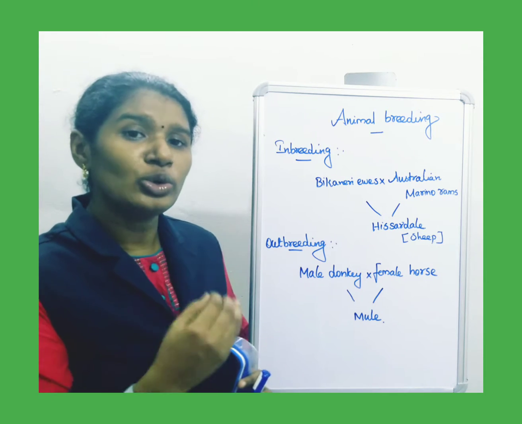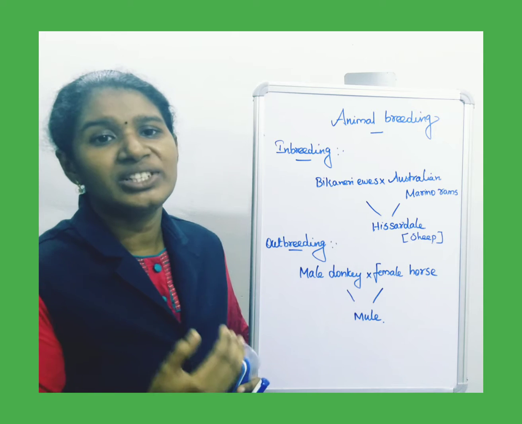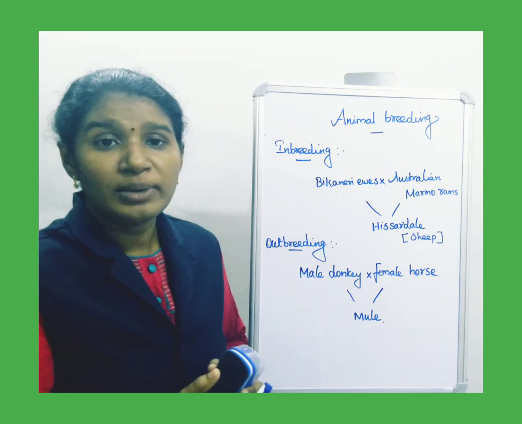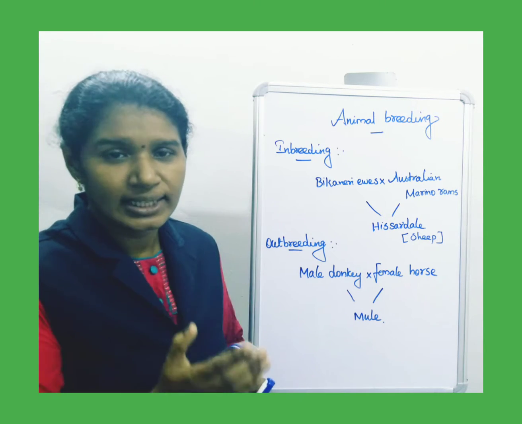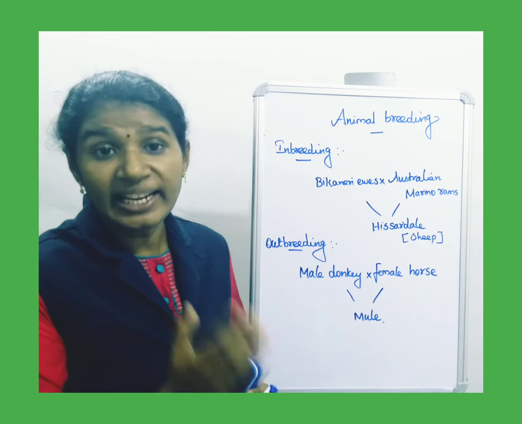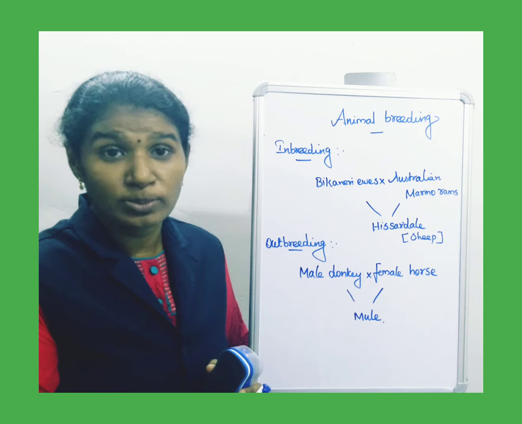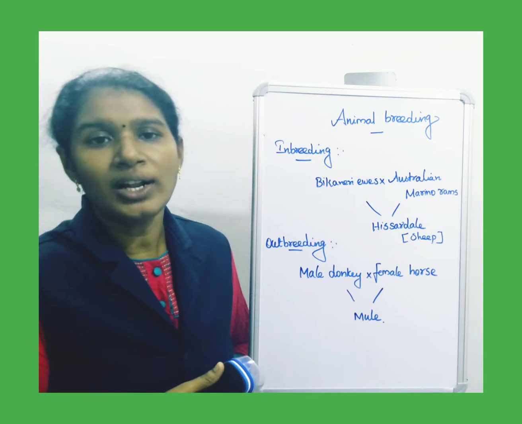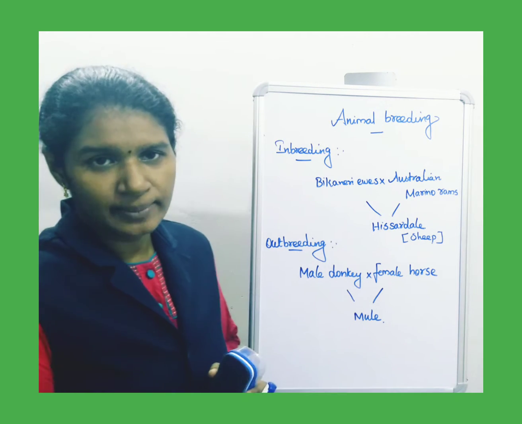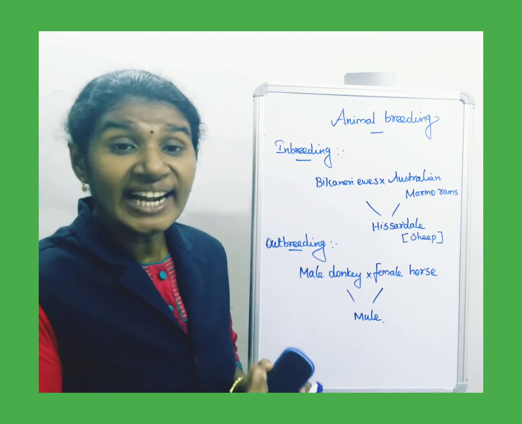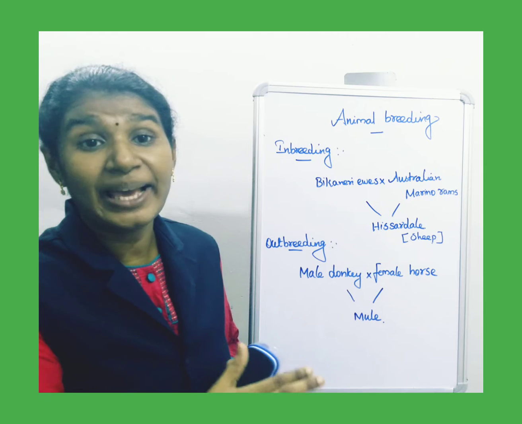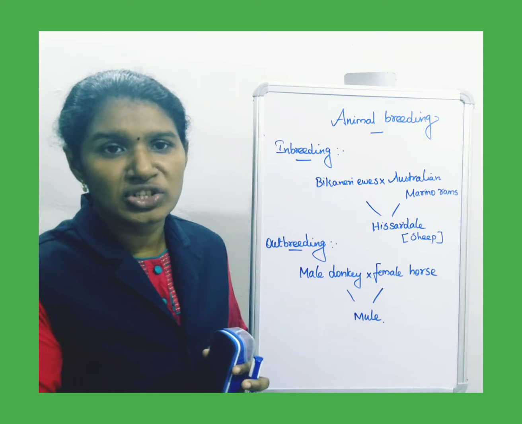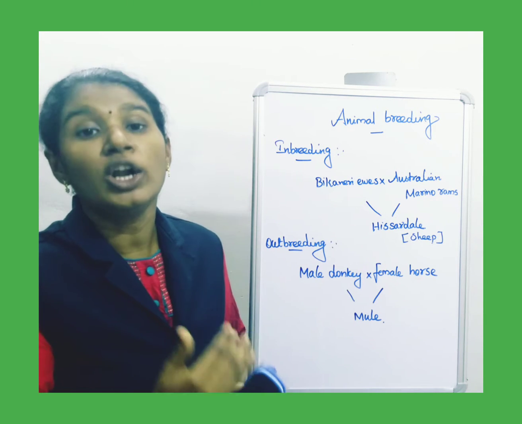If you continuously do the inbreeding method, sometimes the productivity will be affected. So inbreeding means breeding between closely related animals within the species. A superior male and superior female are crossed, producing desirable characters. And what is outbreeding? Outbreeding means breeding between unrelated species, otherwise called hybrid variety. That is called outbreeding.